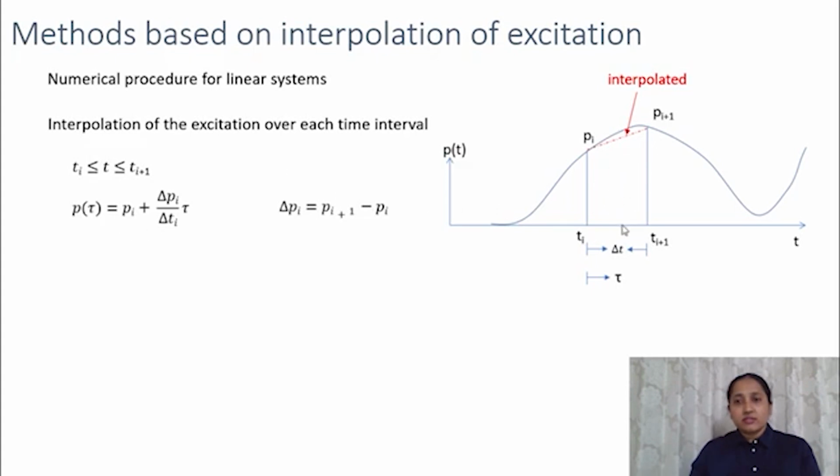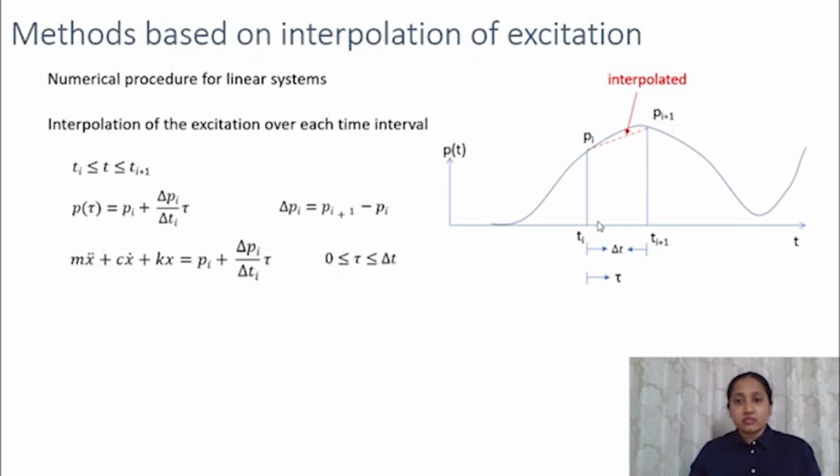So the forcing function in this interval can be expressed as Pi plus delta Pi by delta Ti tau. So tau is the time variable in this interval, and delta Pi is the difference between Pi plus 1 and Pi. So delta Pi is equal to Pi plus 1 minus Pi, and delta Ti is Ti plus 1 minus Ti, that is this time interval. So this is the forcing function for this interval.